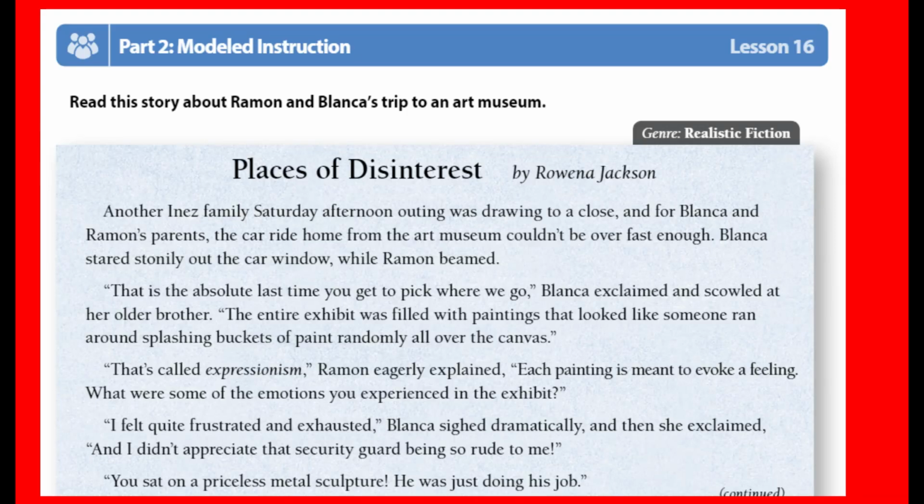Hey guys, welcome back. Today we're going to be looking at part 2 of lesson 16 in your Ready workbook. We're going to be on page 162.